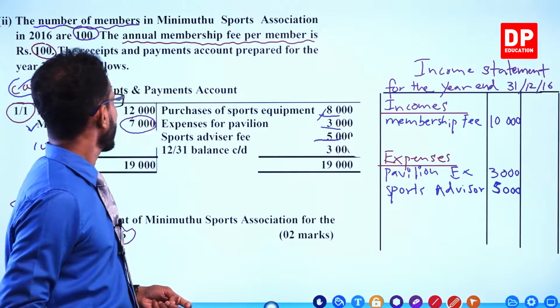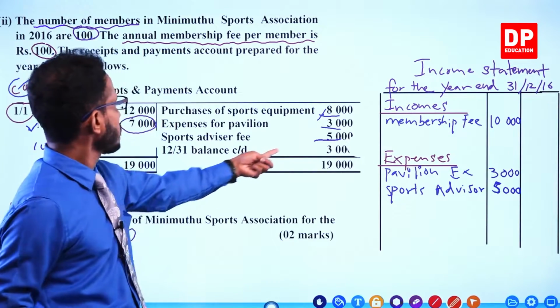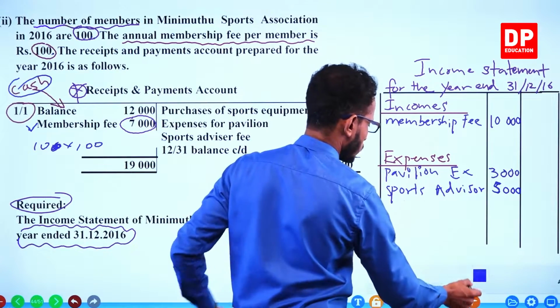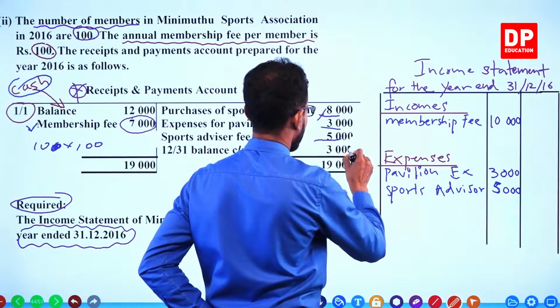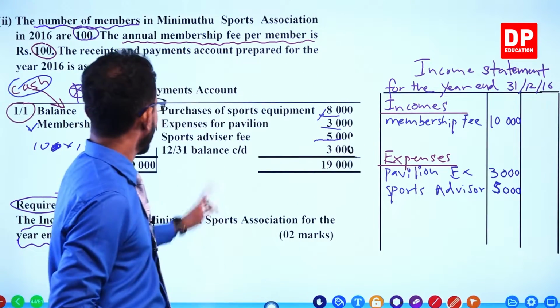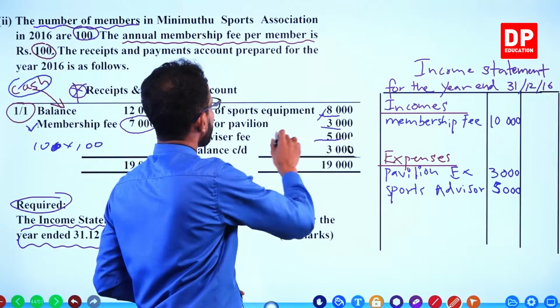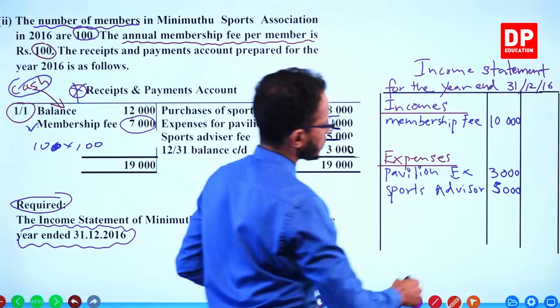Okay, that's it. This is the cash balance. No, you don't record this one. That is the cash balance, the closing balance. You don't record that one. So this one already taken, this one already taken. That's it.